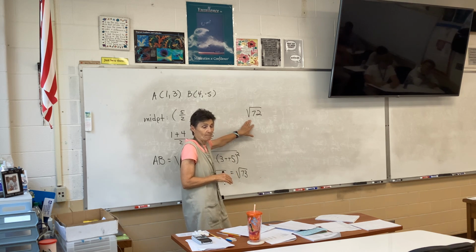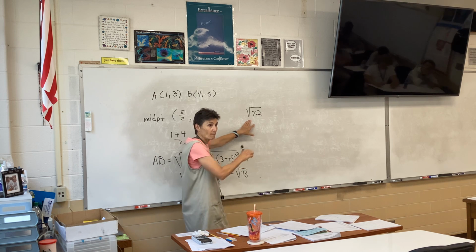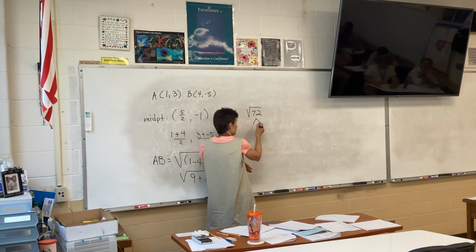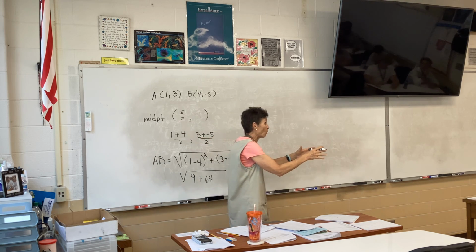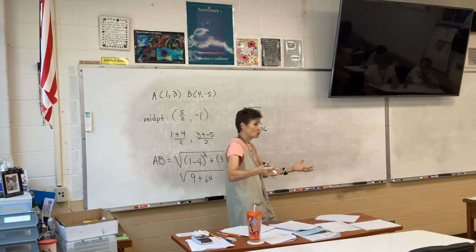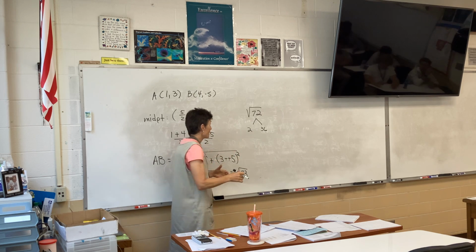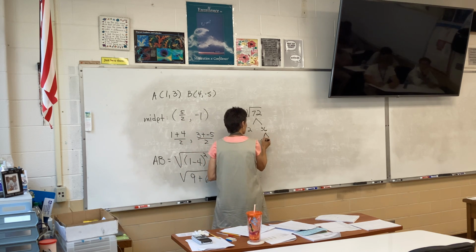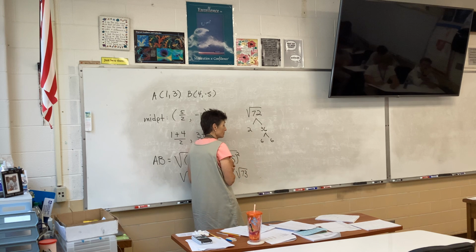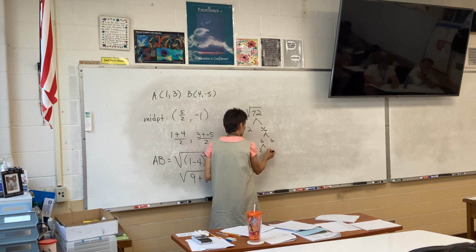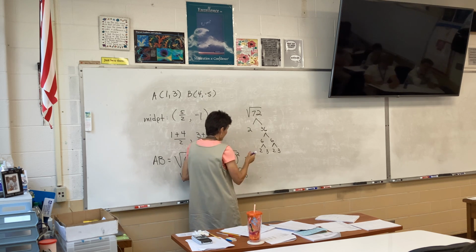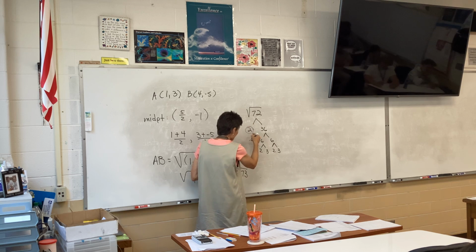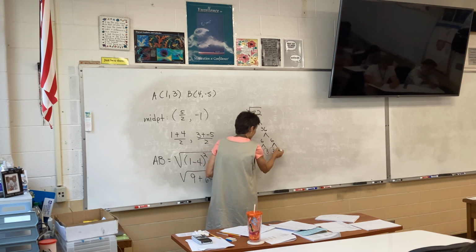72 is not prime. So remember what we do? 72 is 2 times 36, or 8 times 9, or however you want to get it started. Just get it started. And then 36 is 6 times 6. And 6 is 2 times 3, and 6 is 2 times 3. So let's look at what we've got here. The end of each branch, I got a 2, a 2, a 3, a 2, and a 3.